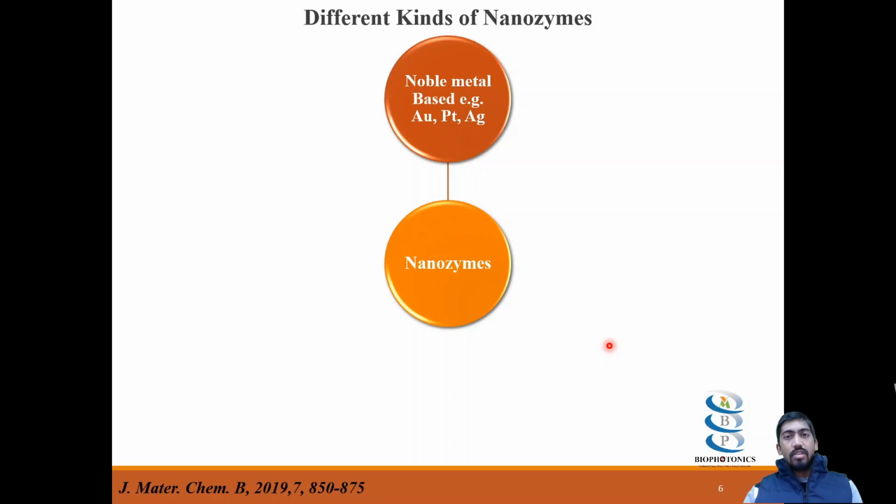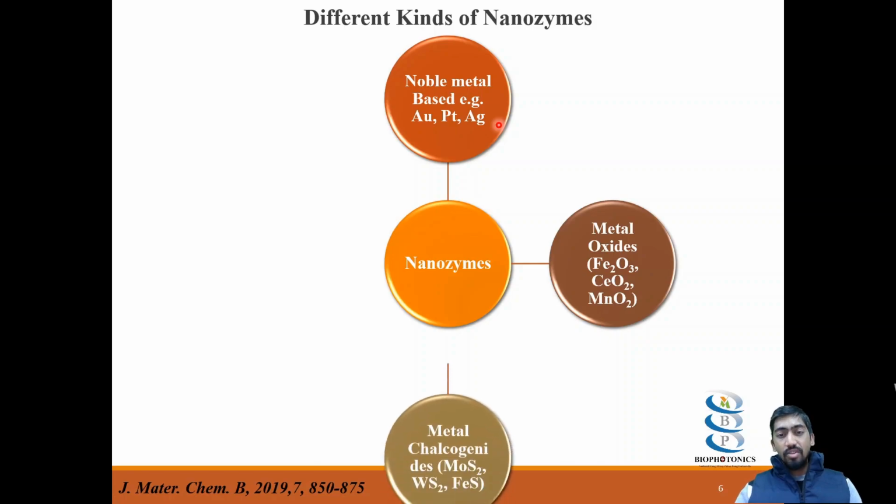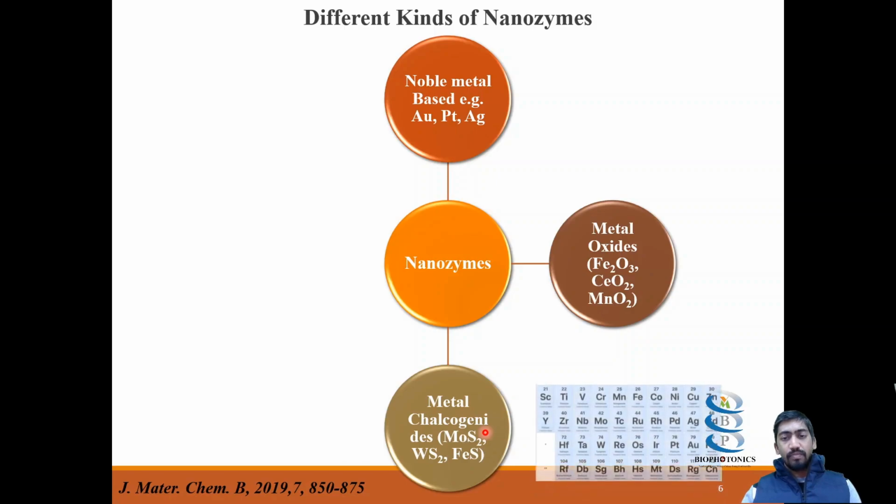So first is the noble metal-based nanomaterial, which is gold nanoparticles or silver nanoparticles. Second is the metal oxides, such as Fe2O3 or manganese oxide. So the third is metal chalcogenide-based nanoenzymes, where molybdenum sulfide, tungsten sulfide, or Fe sulfide has been used.